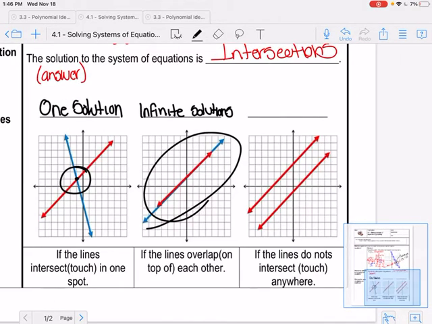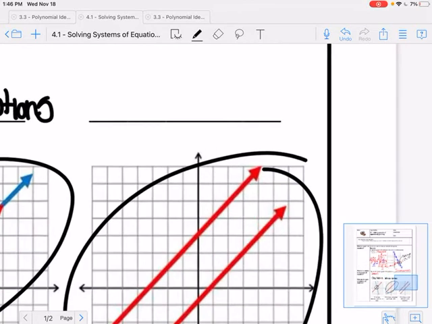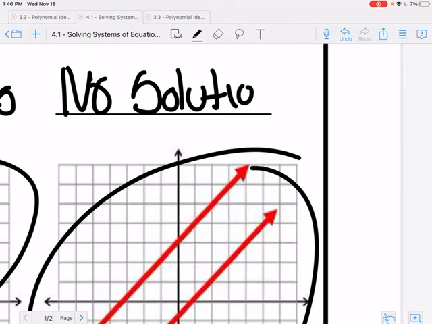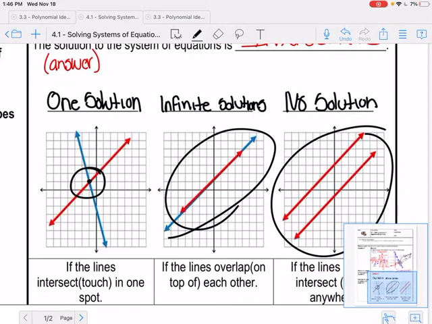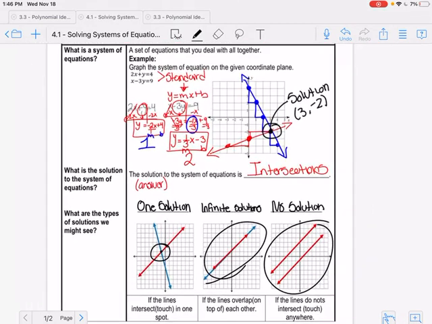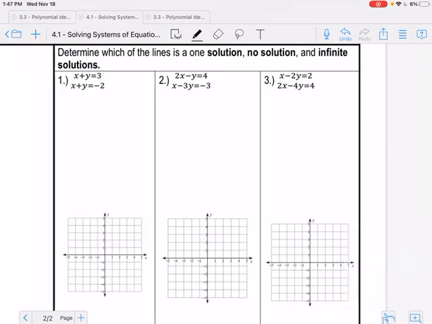All right. And the last one, if the lines never intersect, so meaning if they never touch each other, just like this one, notice that there's no intersection, we're going to call this a no solution. All right, so those are the 3 different types of solutions that you're going to see when it comes to a system of equations. Now, what I want you to do is go ahead and do those 3 problems by yourself, and let me know which one is the one solution, the no solution, and infinitely many solutions.